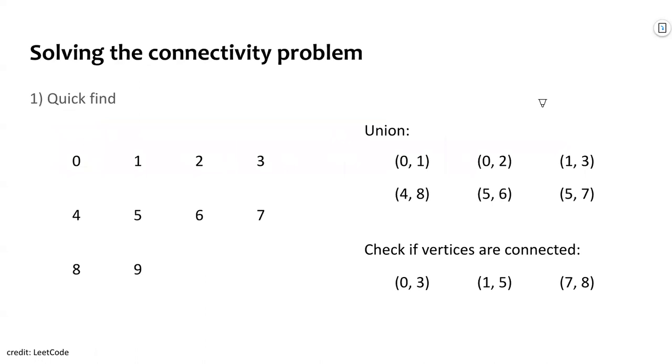So this disjoint set is to solve the connectivity problem. When it comes to graphs, I told you that we could use adjacency matrix.